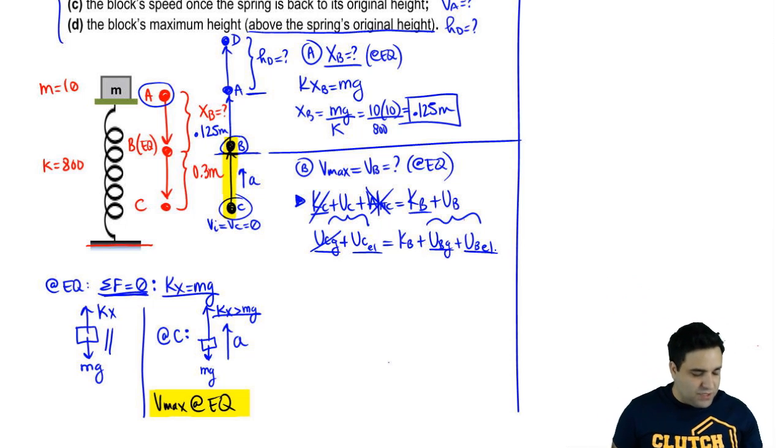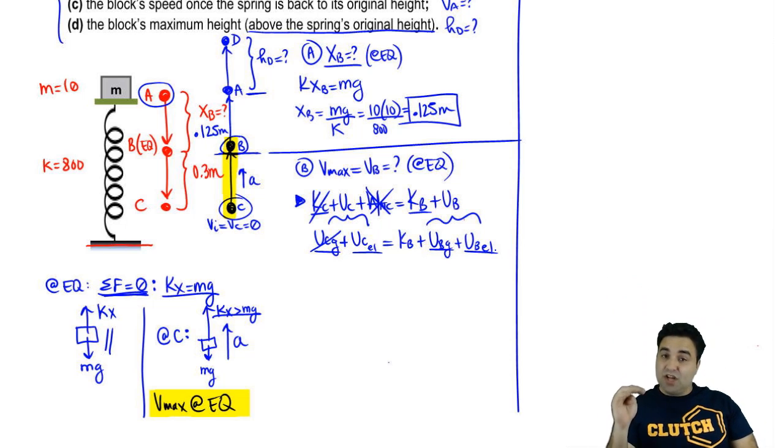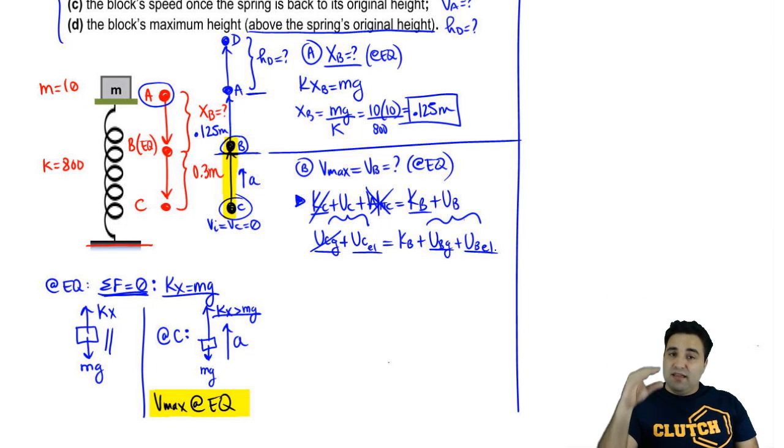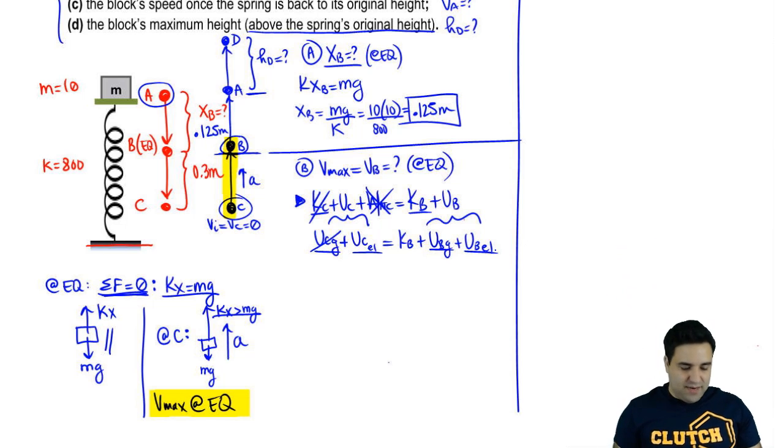Is there elastic potential energy at point B? Yes, because it's not the original length of the spring. Even though you're at equilibrium, it doesn't mean that you have no compression. You've compressed down a bit. In fact, you compressed down 0.125. So now all we have to do is replace all these numbers and we'll be good.